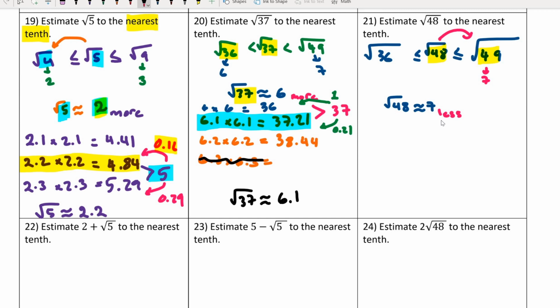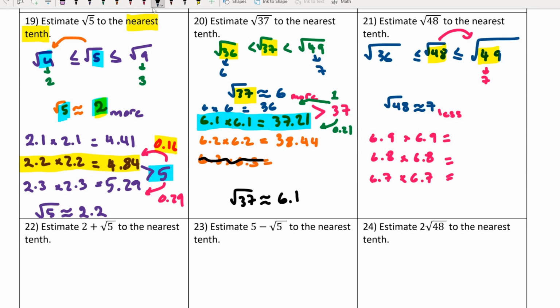Okay, so instead of going up to 7.1, 7.2, we're going to go backward, we're going to go down. That will be 6.9, which is literally 0.1 less than 7. Then 6.8, 6.7, and so on and so forth. We're going to check our answer here: 6.9 times 6.9, 6.8 times 6.8, and 6.7 times 6.7.